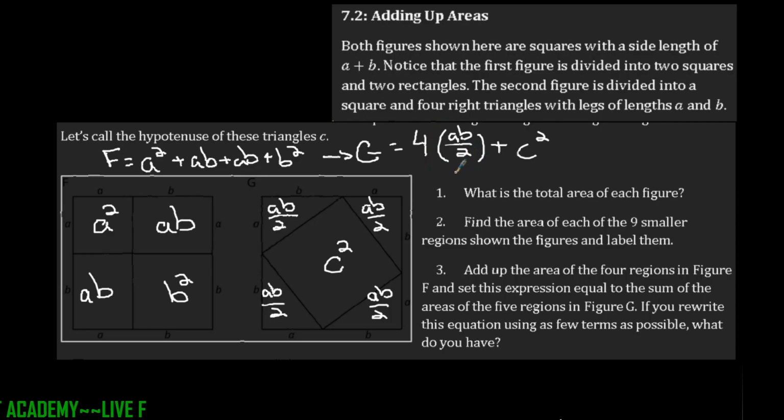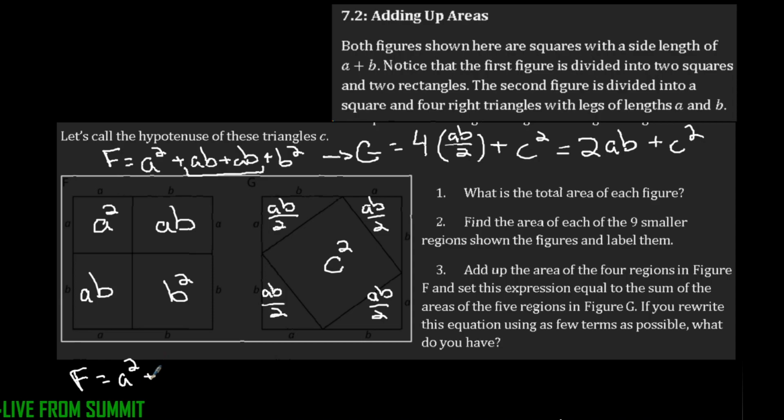So let's see, like this. If I simplify this, this is going to be equal to 2 times AB plus C squared. And what I can compare is, if I look at these 2 terms in that figure F, that's also going to be 2AB. So I can say F is the same as A squared plus 2AB plus B squared.